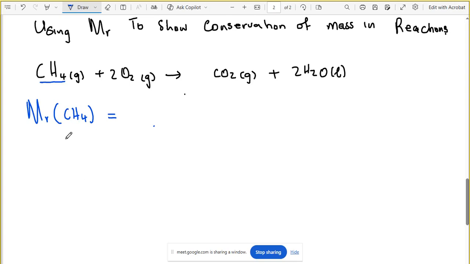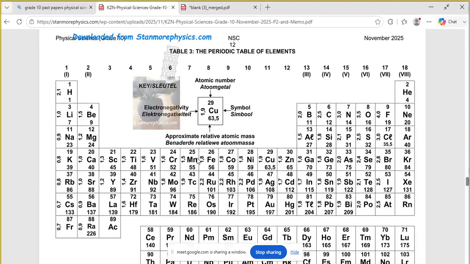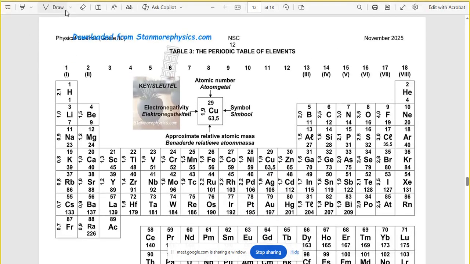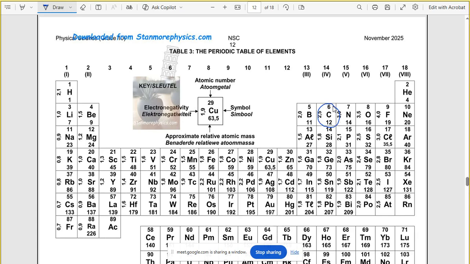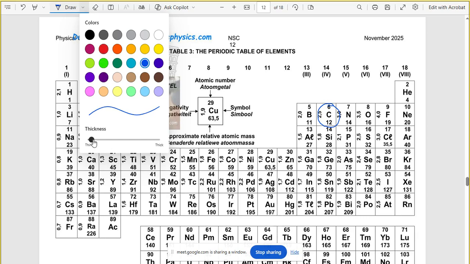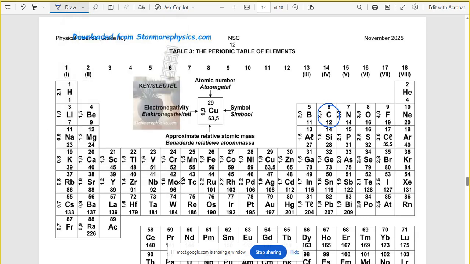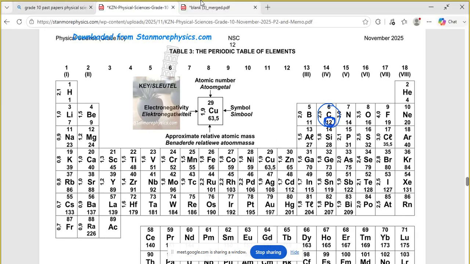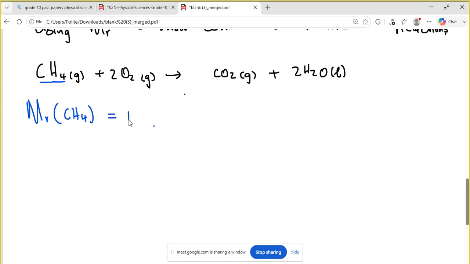You're going to look for C on your periodic table. Can you see C there on the periodic table? I'm trying to highlight that C for you. Just give me a second. Okay, so this is your carbon. Can you see that carbon? Yes. You take the number below. You see this number here, which is 12, right? You take 12 and write it down here and say this is 12.